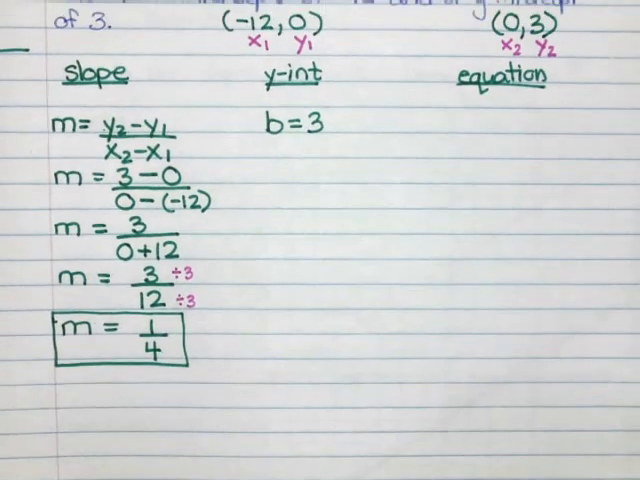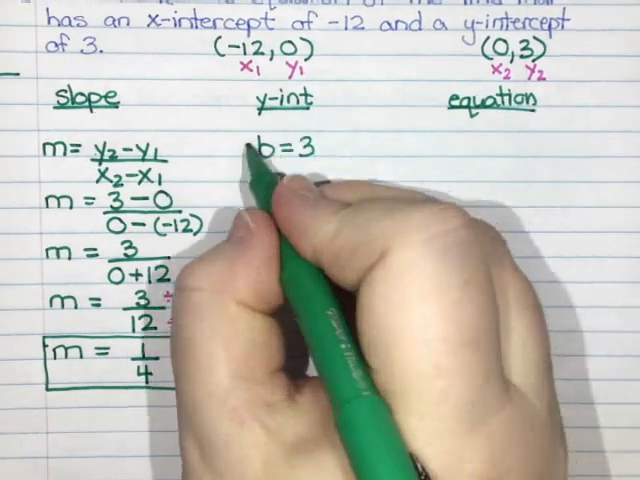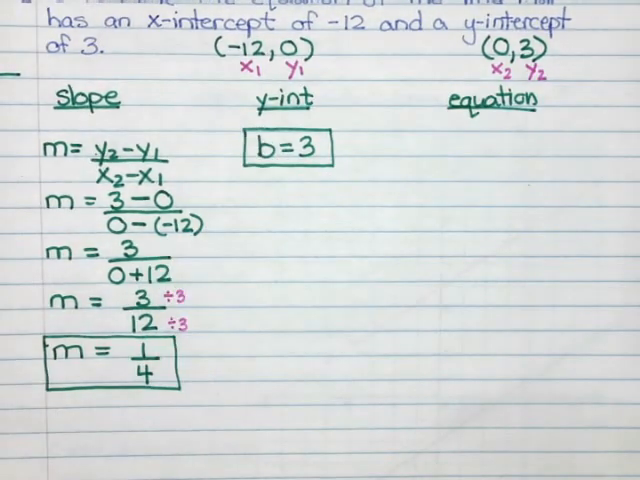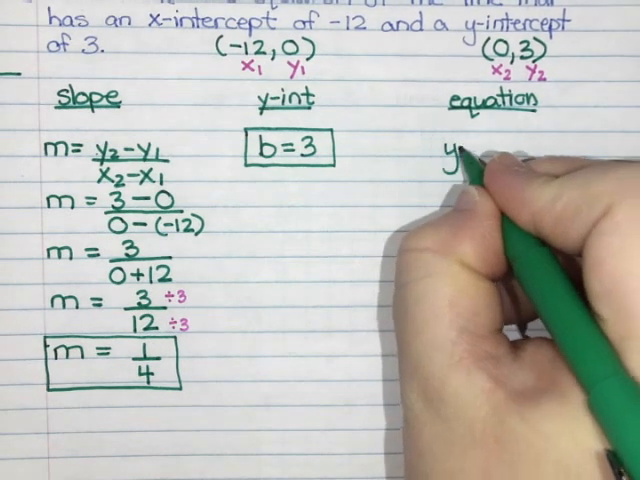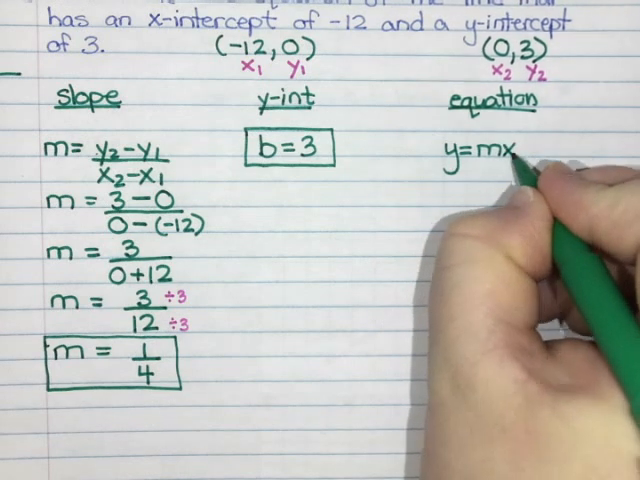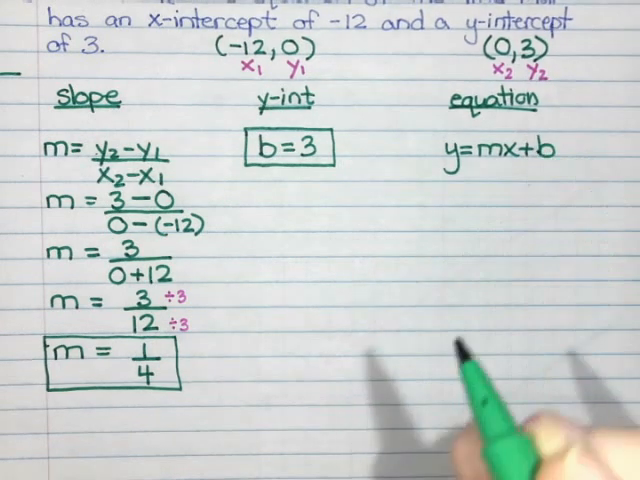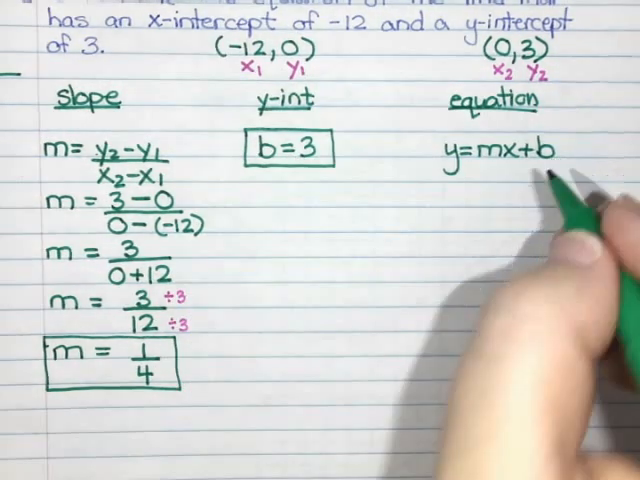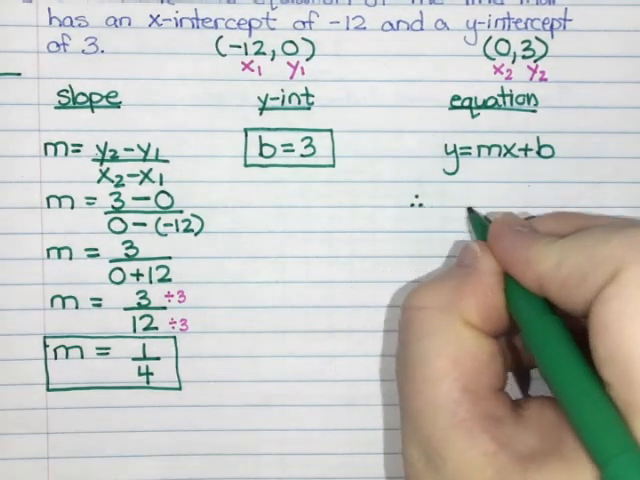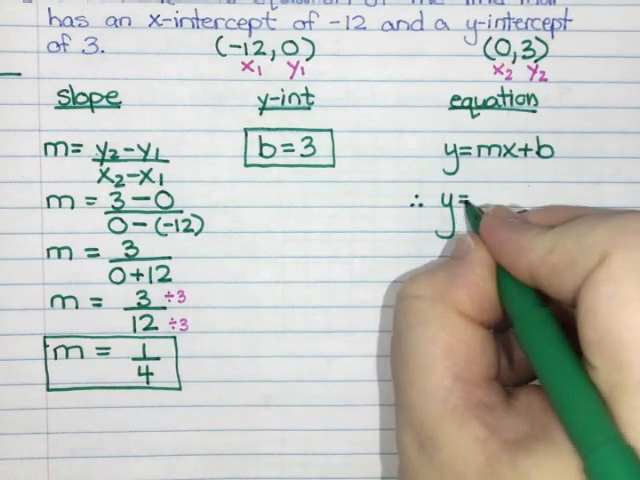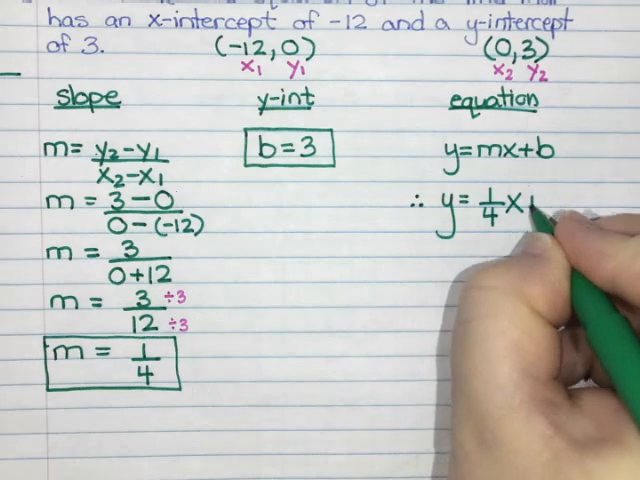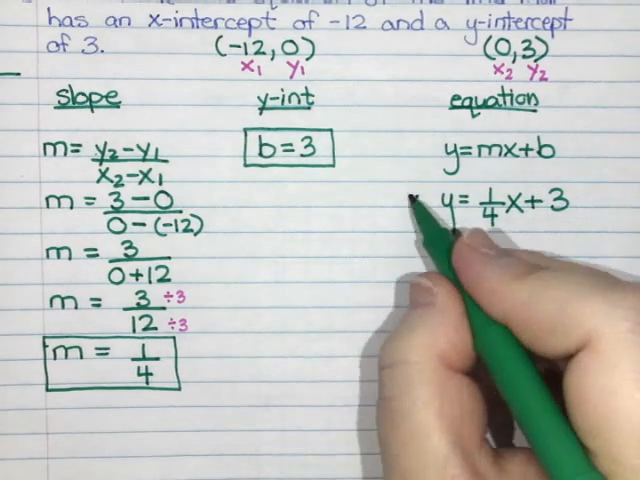Now, normally I would move on and calculate that y-intercept, but they already gave it to me in the question. They said it was 3, so I don't have to calculate that. And now I can just jump to my line. So we do y equals mx plus b. I'm going to put 1 over 4 in for m, and then 3 in for b. So my final equation is y equals 1/4 times x plus 3.